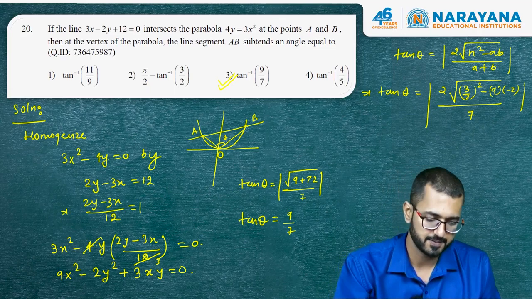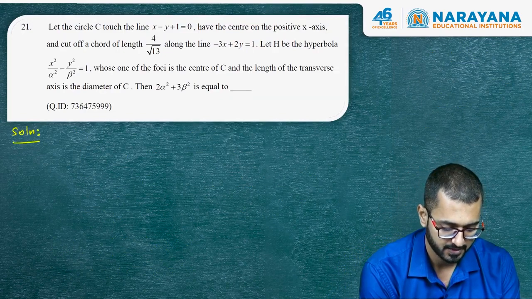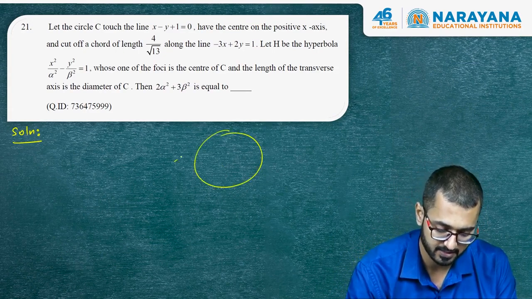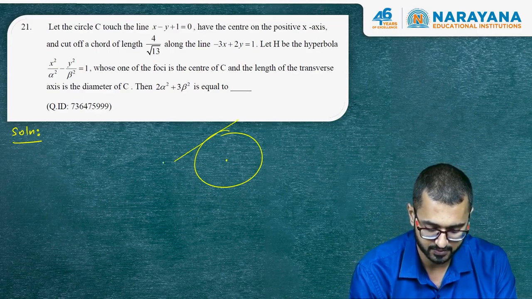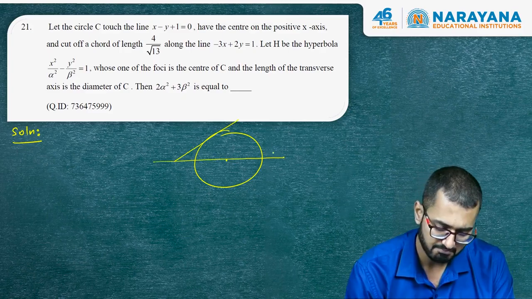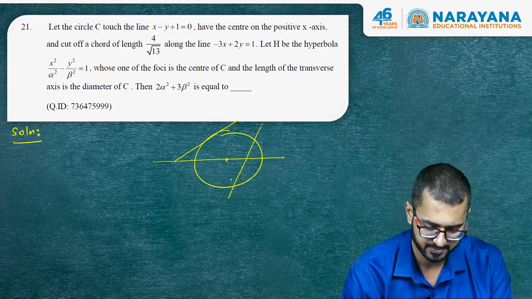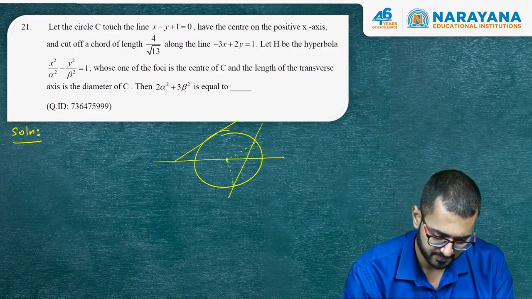Moving to the next part. So coming to question number 21. Let's see. Here it's given that there is a circle and it touches the line. So yes. And its center is on the x-axis, so fine, and it also cuts off a chord, so yeah, connect it here. We'll draw the perpendicular.